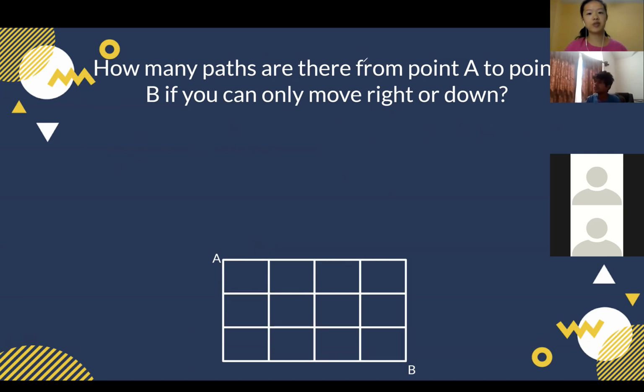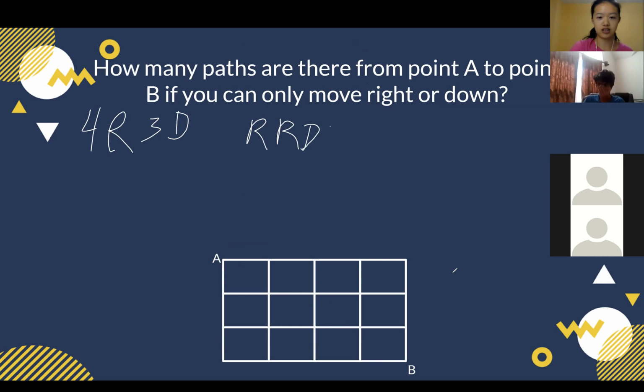But this is really useful because we can then write out every combination of paths as a sequence of moves, where let's just use the letter R as right and D as down. So in order to get from A to B, we just need 4 R's and 3 D's in our sequence of letters. So we could have a path that is R, R, D, D, R, R, D. That would be right, right, down, down, right, right, down.